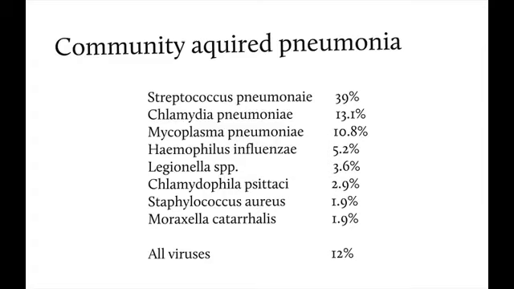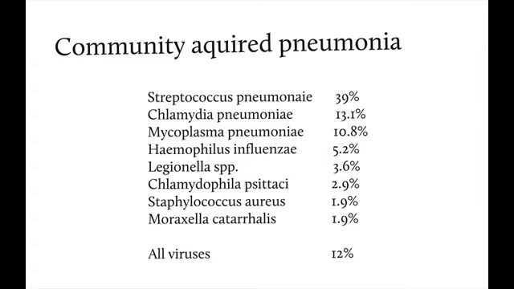Haemophilus influenzae we saw as a major cause of COPD exacerbations. Legionella is the one, when they go to Spain and stay in a dodgy hotel with an air conditioning unit. It's the one that lives in water. So you can get that if you've got poor air conditioning units and stagnant water lying around. Chlamydia psittaci, that's the one you get from birds, pigeons. Staphylococcus aureus, 1.9%, and Moraxella catarrhalis. Remember, that's probably a bigger cause of COPD exacerbations than pneumonia.